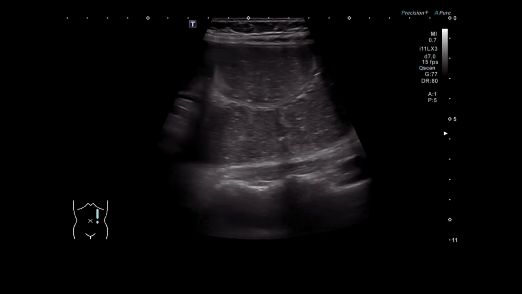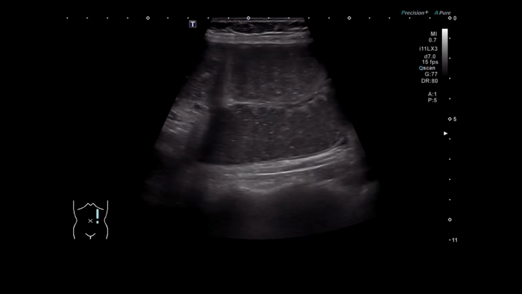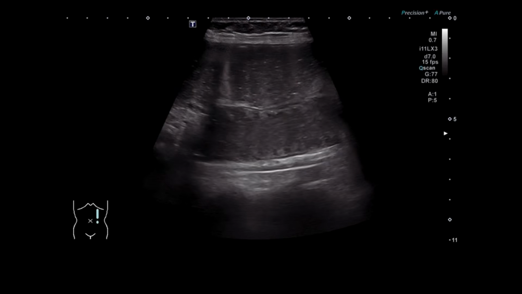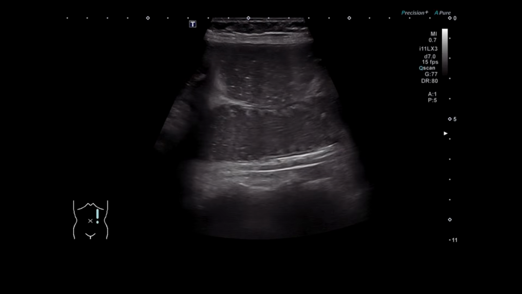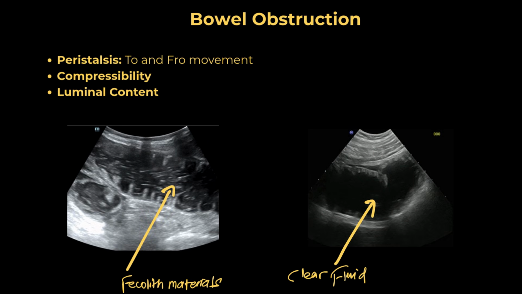Vascularity is variable. Increased blood flow may be seen with inflammation. Absent blood flow on color Doppler suggests strangulation. This is a surgical emergency. The dilated bowel loops are tense and non-compressible due to high pressure inside. The lumen is filled with fluid. You may see whirling echoes.